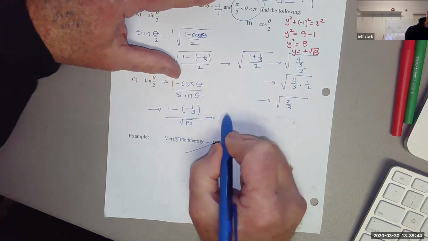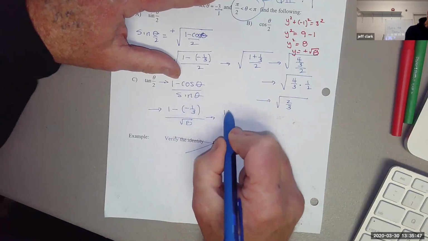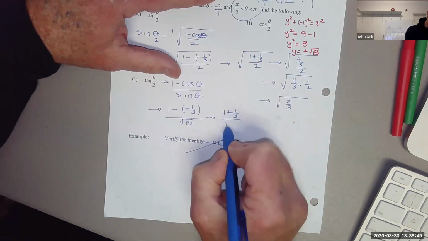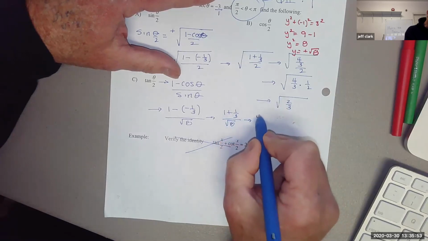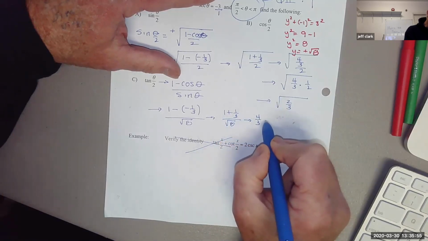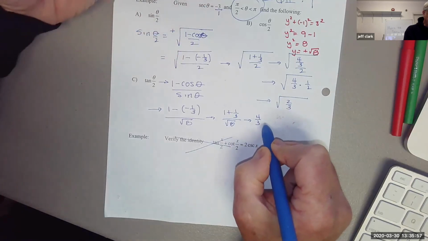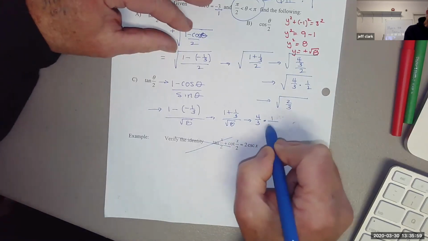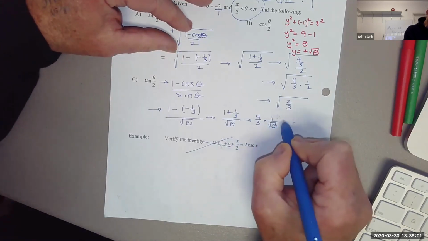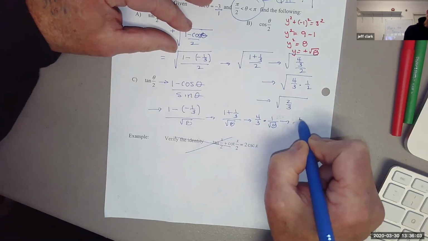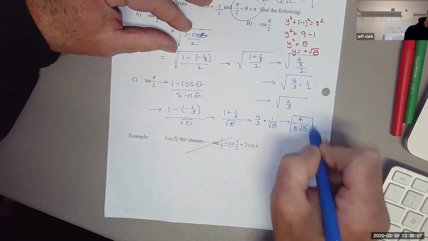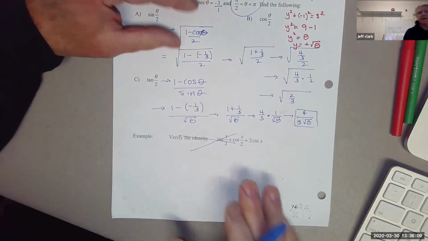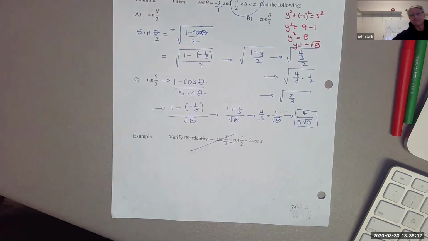Going over here, again, I have 1 plus a third all over root 8. That's 3/3, that's 4/3 divided by root 8, or times 1 over root 8, which should be 4 over 3 root 8. That is a version of the answer.